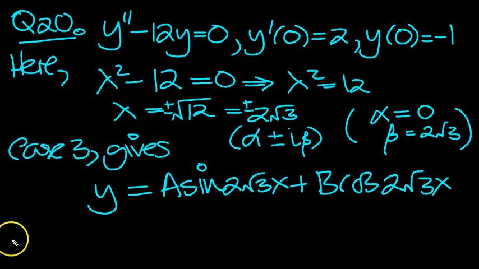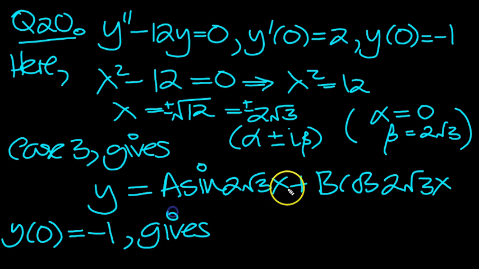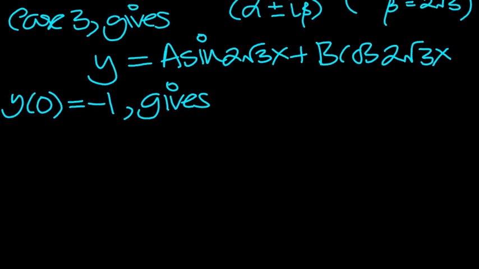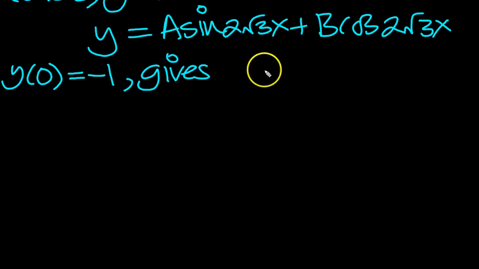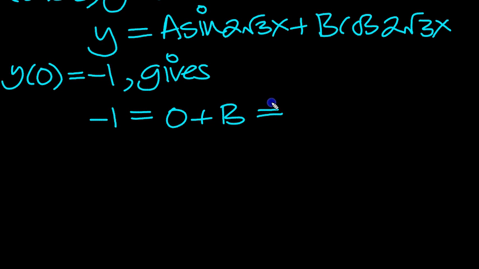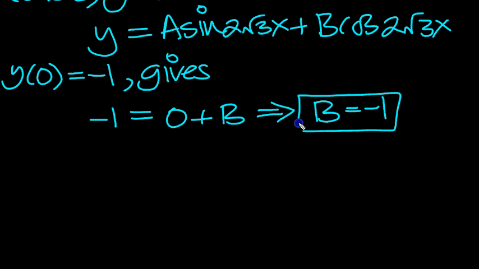Now we invoke the initial conditions. y(0) equals minus 1. That gives, input that then, and see what we get. Here's our general solution. Here's our initial condition. So when x equals 0, y equals minus 1. So minus 1 equals then, x is 0, sine 0 is 0, so that's 0. Cos 0 is 1, so that's just b. So reading from right to left then, b equals minus 1. And there's the value of b.